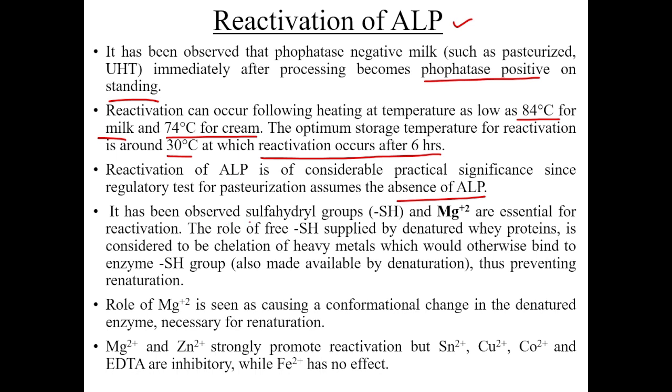Now it has been observed that sulfhydryl groups and magnesium ions are essential for reactivation. The role of free sulfhydryl supplied by denatured whey proteins is considered to be the chelation of heavy metals. They chelate the heavy metals, which in turn won't bind to the enzyme sulfhydryl group, thus preventing the renaturation. Otherwise, if heavy metals bound to the enzyme sulfhydryl group, reactivation would be prevented, and if free sulfhydryl groups are there, they bind to heavy metals, preventing their association with the enzyme sulfhydryl group.